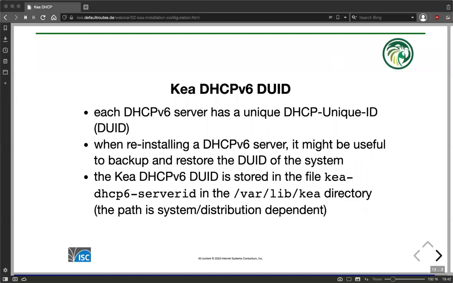And the DUID is stored in the Kea-DHCP6-server ID file, which lives in var lib Kea on most Linuxes and Unixes. But that path is system distribution dependent. If you don't find the Kea-DHCP6 server ID file in var lib Kea, search with find in your system, it should be somewhere, and the name is unique. You should only see one file of that name in your installation.